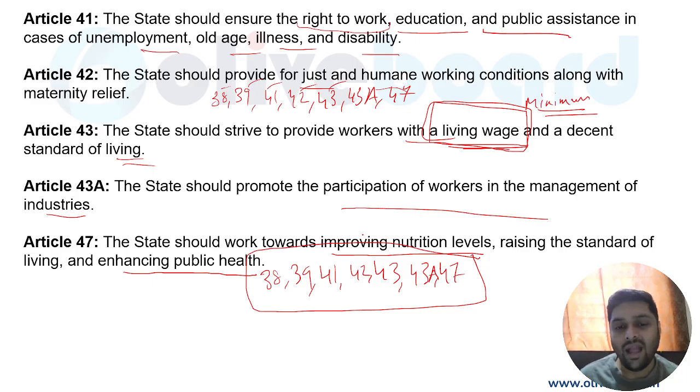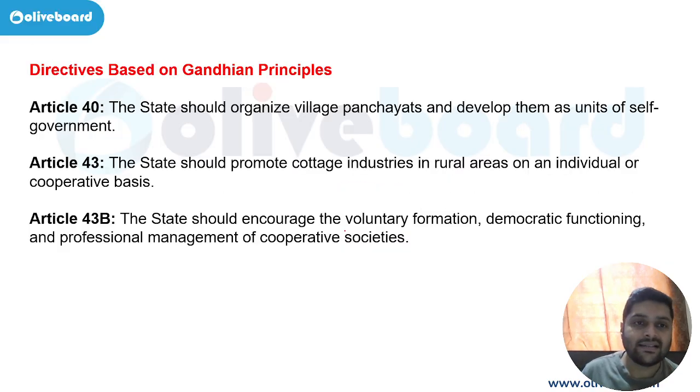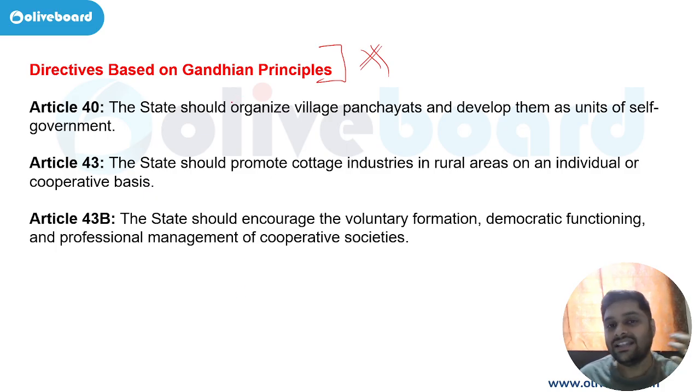Okay, let us go ahead and understand some Gandhian principles. Super important from the examination point of view. So first, what are Gandhian principles? They are based on the Gandhian ideology, what Gandhiji used to propagate and promote. Correct? See, if you see, you'll have an idea. The state should organize village panchayats and develop them as units of self-government. Correct? Gram panchayat.